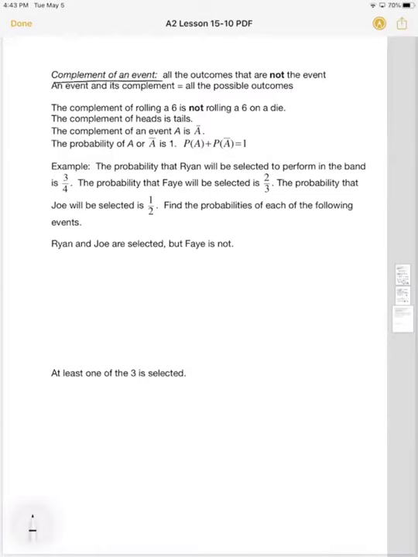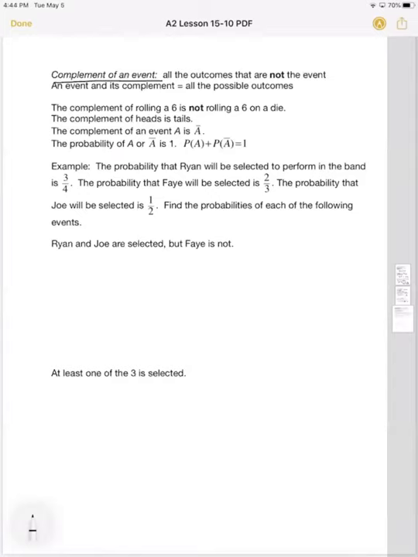We've actually talked about this before. The complement of an event is all the outcomes that are not part of the event, okay? An event and its complement together equal all the possible outcomes. So what do I mean by that? Well, the complement of rolling a 6 is not rolling a 6 on a die. The complement of heads is tails. So together, heads and tails make up all the possible outcomes for that event, okay? The complement of rolling a 6 would be 6, plus not rolling a 6 would be 1 through 5. So you end up with all the possible outcomes.